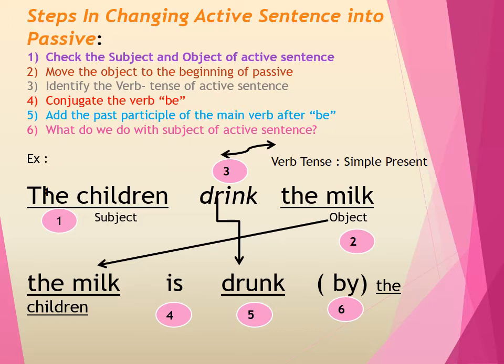And then the fifth, add the past participle of the main verb after be. In active voice, the sentence has a verb, in this case "drink". Because drink is in the first form of the verb, when we change into passive voice, we should change it into past participle. So drink becomes drunk. So the active voice is "The children drink the milk." In passive voice, it becomes "The milk is drunk by the children."